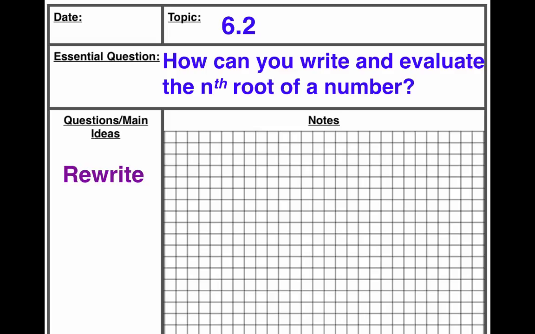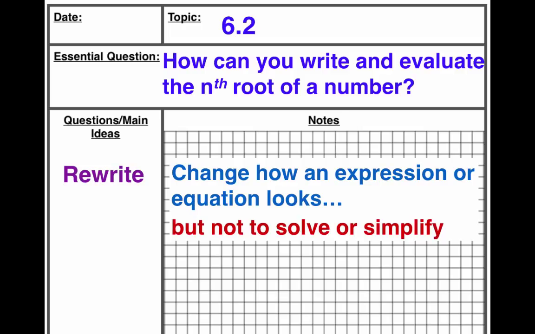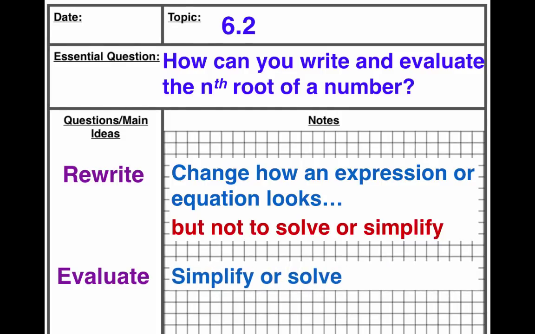Some of them are going to say rewrite. Rewrite means to change how an expression or an equation looks. So it doesn't mean to solve it, it just means to change how it looks, but not actually solve or simplify it. Evaluate is a different direction though. Evaluate means to simplify or solve. So really, I think this whole part of this section comes down to reading directions. If you're supposed to rewrite, then what you need to do is change how it looks. But if you're supposed to evaluate, then you need to simplify or solve.